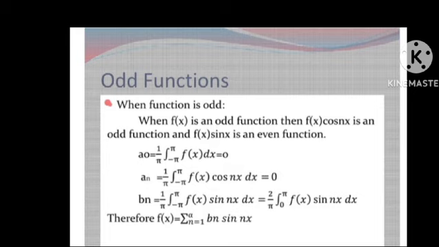In this, the minus pi to pi limits are changed to 0 to pi and the 2 is taken out from that. Therefore, the general Fourier series equation becomes f of x equals summation n is equal to 1 to infinity b_n sin nx. Here a naught and a_n become 0. If the function is an odd function, then we do not need to solve a naught and a_n. We only focus on b_n.